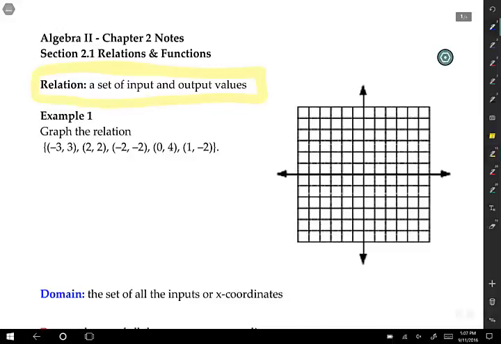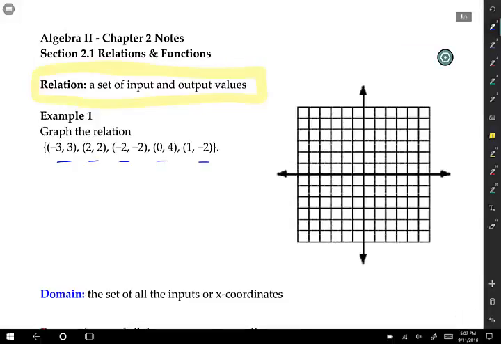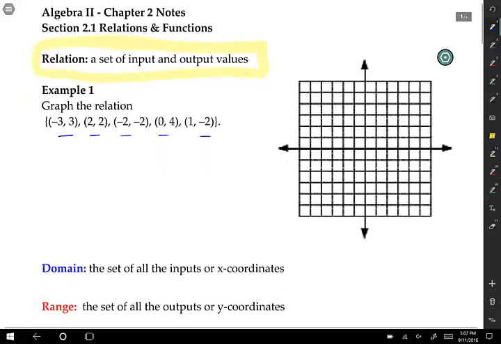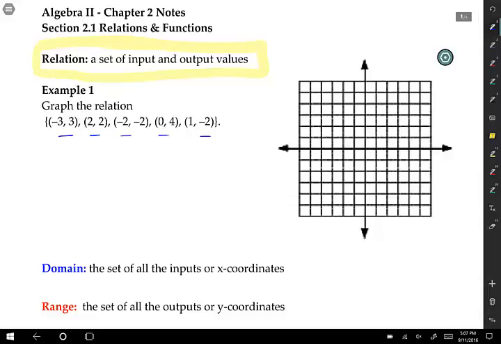You can see here I have a relation listed where I have 1, 2, 3, 4, 5 sets of ordered pairs. And that's what a relation is: a set of ordered pairs. A relation has two different parts, as you can see down here below, a domain and a range. The domain is the first part of each pair, so -3, +2, -2, 0, and +1. And the range is the y coordinate of each one.